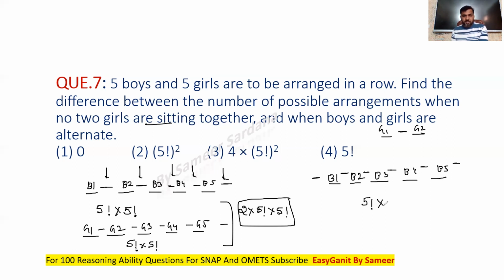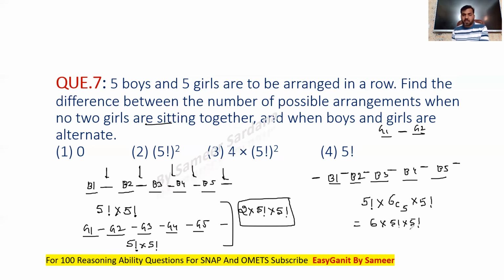Now, out of these 6 spaces, right, I am supposed to choose only 5, right? I can choose any 5 spaces for girls multiplied by, and the girls can be asked to sit in how many ways? 5 factorial. So the total number of arrangement would be 6 into 5 factorial into 5 factorial when no 2 girls are together.